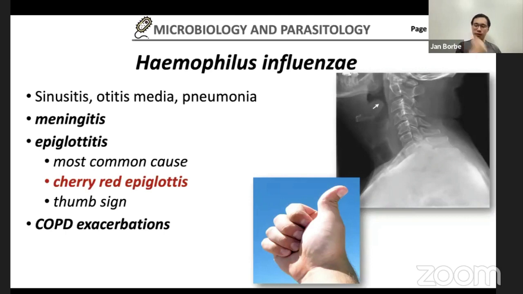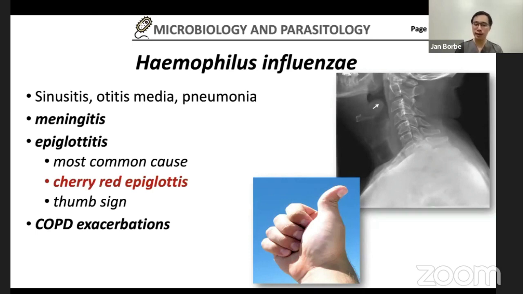Or the thumb sign, I mean. Okay, yung parang leaf. COPD exacerbations in particular, you see this in the non-typable H. influenzae. Ano ibig sabihin nun, no? Non-typable. Di ba usually kapag H. influenzae, ano sila? Yung pinaka-common na na-encounter natin sa patients natin, it's the H. influenzae serotype B. Di ba?